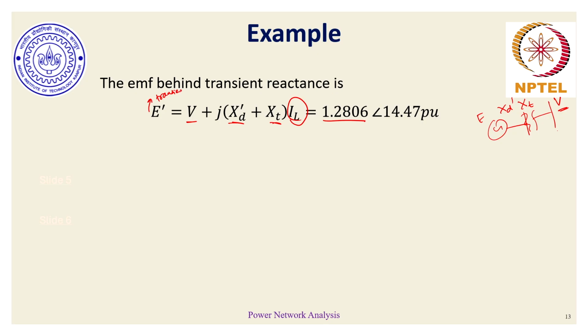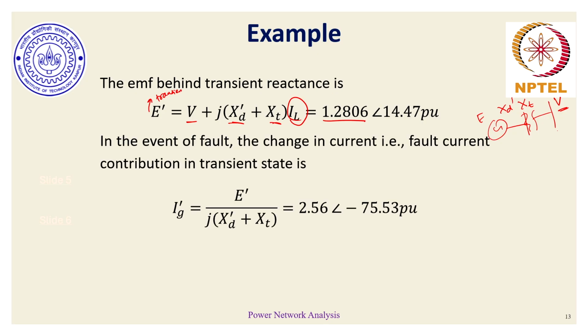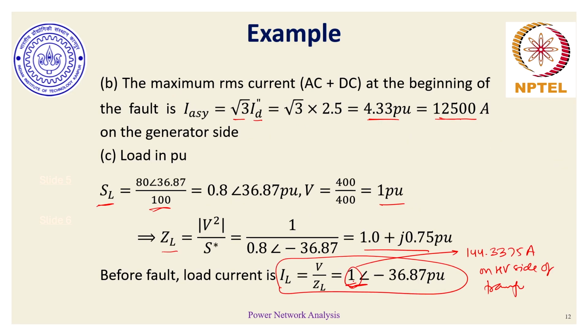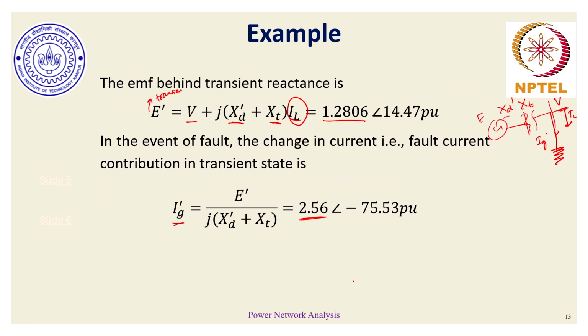Once we know the transient period internal EMF, we can find the corresponding generator current, which leads us to 2.56 per unit, because it's a short circuit fault. The load current would still be contributed, but apart from this load, there is an additional short circuit path. So you have the load current as well as the IG dash current, which flows because of the transient EMF and the transient reactance, which is 2.56 per unit. Compared to the 1 pu load in the steady state, in the transient period you have 2.56 times the actual load.